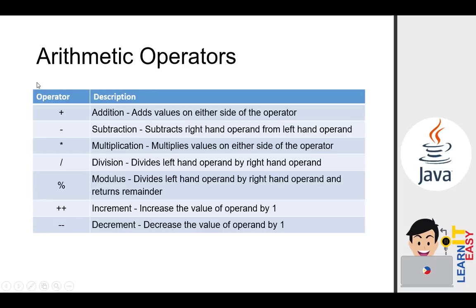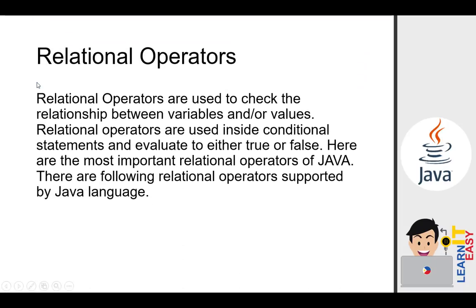So, we will now proceed with the next operator, and we have the relational operator. The relational operators are used to check the relationship between variables and/or values. Relational operators are used inside conditional statements and evaluate to either true or false. Here are the most important relational operators of Java. They are the following relational operators supported by the Java language.